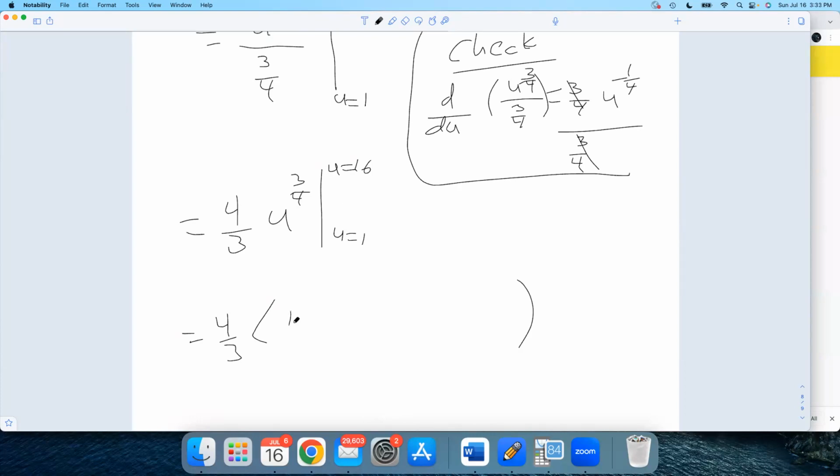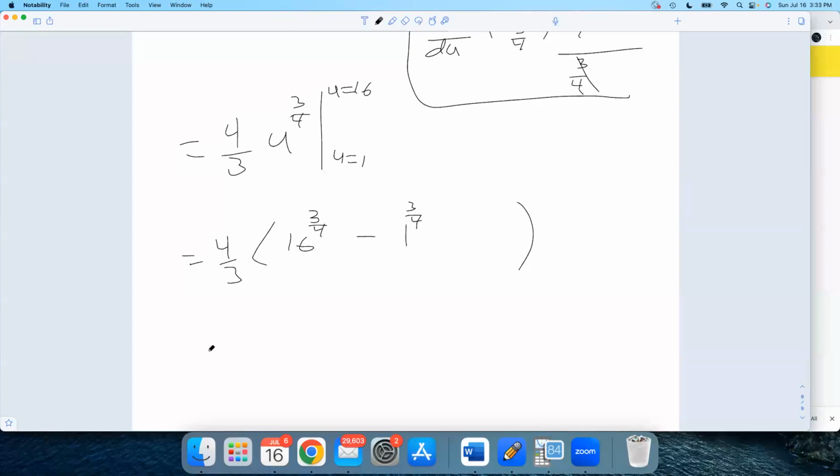Plug in a 16 minus plug in a 1. So I just pulled the 4/3 out, plugged in the top, minus plugged in the bottom. 16 to the 3/4. That means take the 4th root of 16, which is 2, and cube it. That will be 8. 1 to the 3/4, 1 to any power, it's just 1.